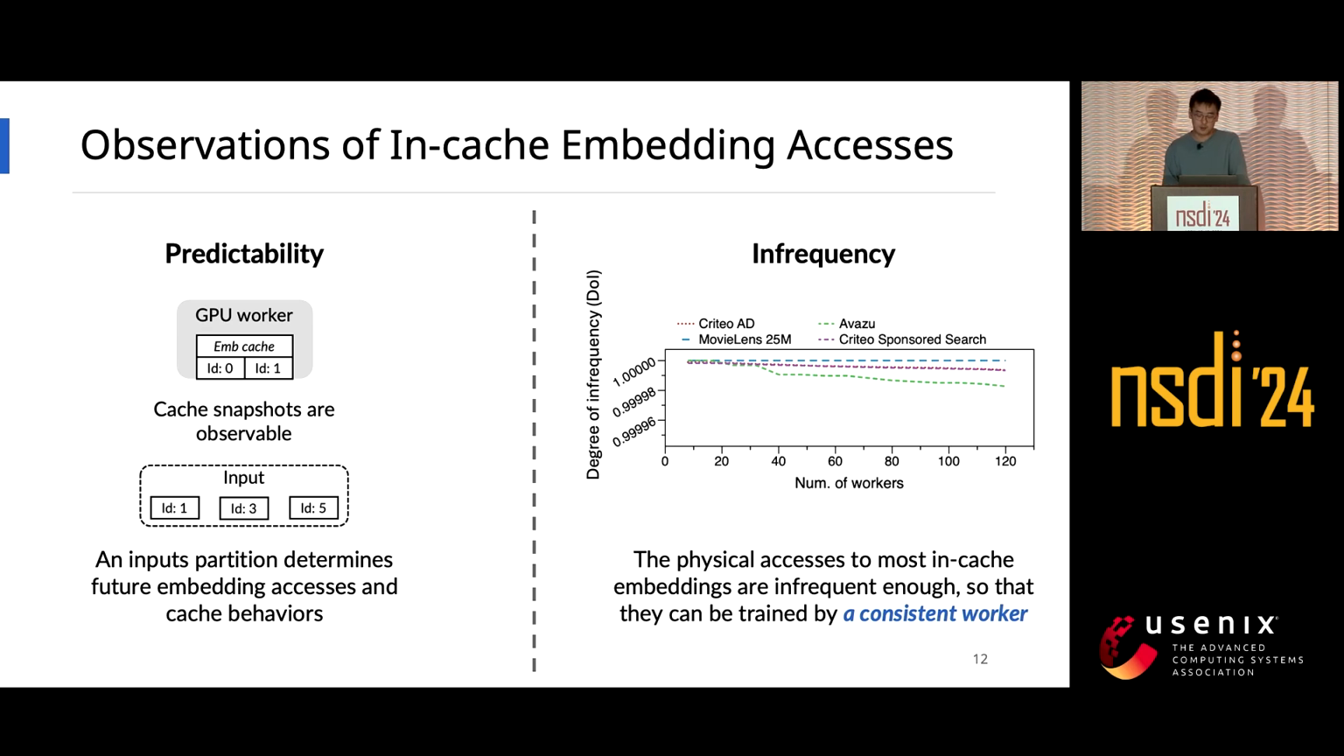To understand the degree of the infrequency, in this figure, we refer to the DOI. It means the ratio of infrequently accessed embeddings over all the embeddings in the cache. We make profiling on the 4 datasets as listed in the previous table. We find that over 90% of the in-cache embeddings are accessed infrequently. So there's an opportunity that we can train these infrequent embeddings on one consistent server.